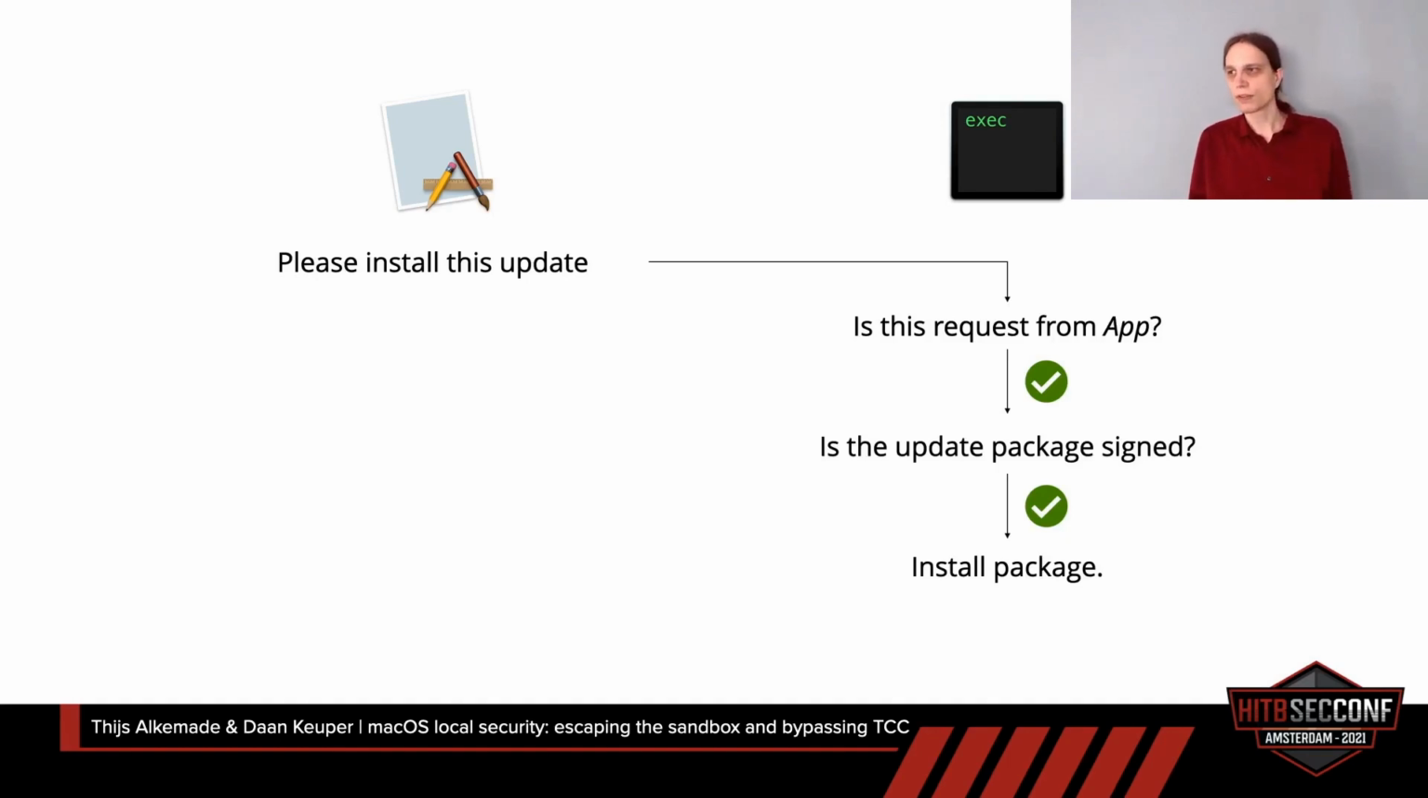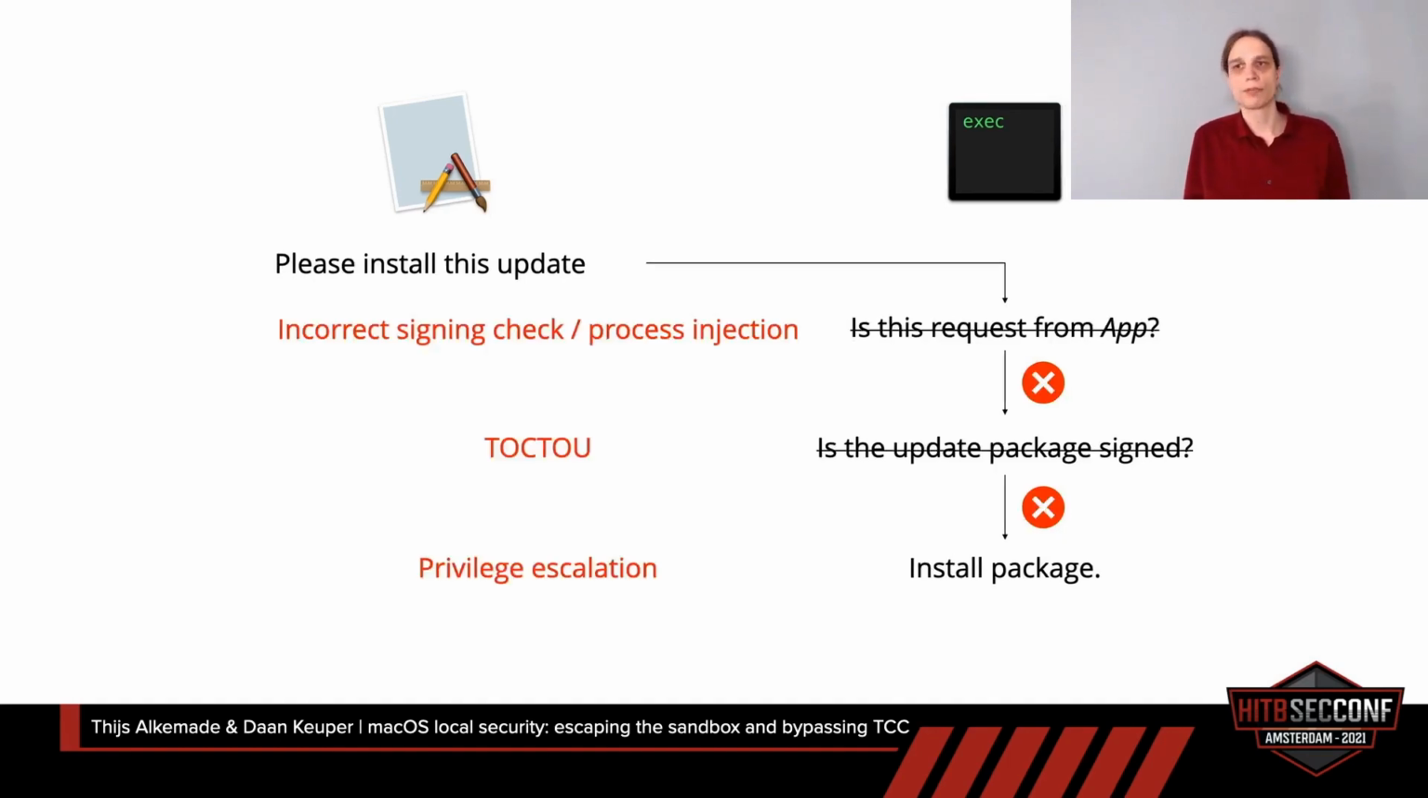But if there's something wrong, then there might be privilege escalation here. How this can often go wrong is that in the first step, there might be an incorrect code signing check. Sometimes the code signing check is completely missing, or there might be a process injection vulnerability. We'll cover those later. The second step can also go wrong, and that's often a time-of-check, time-of-use type of vulnerability.